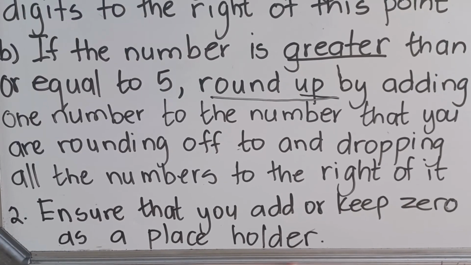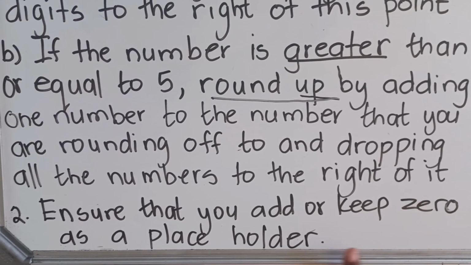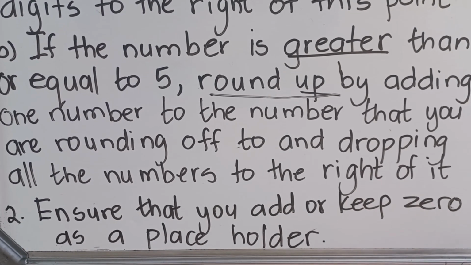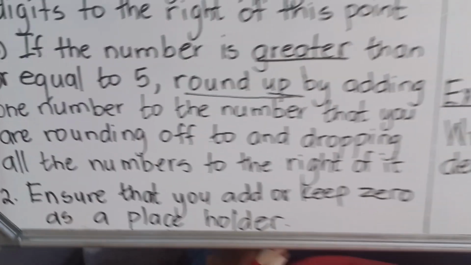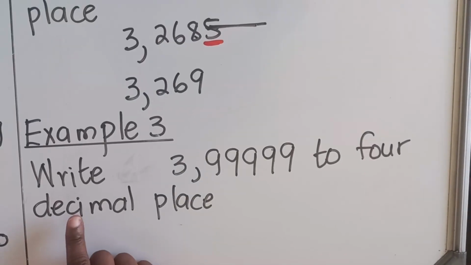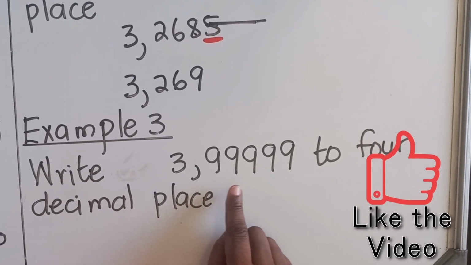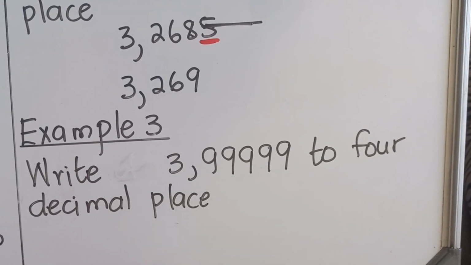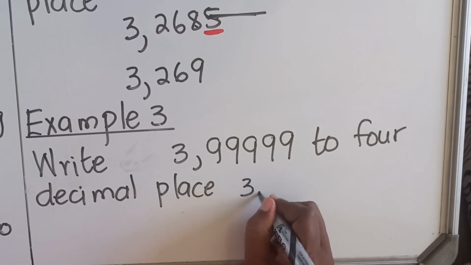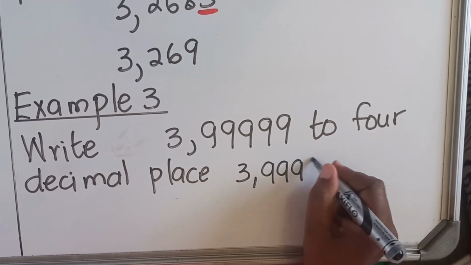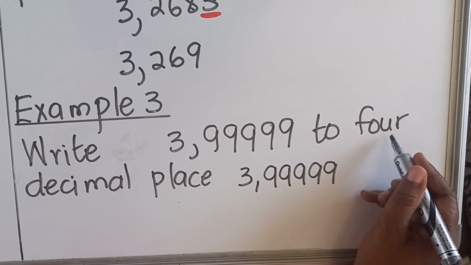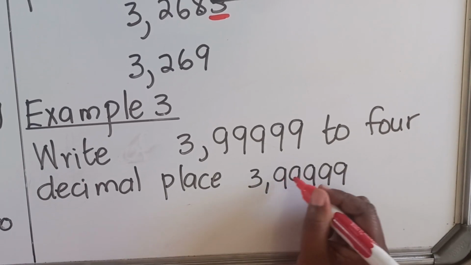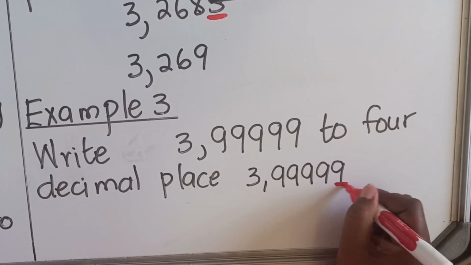So the second rule is ensure that you add or keep 0 as a placeholder. Okay, I have an example that is going to explain what I mean by this. Let's look at our example 3. They say write 3,99995 to 4 decimal places. So I'm going to go to the comma and count 4 spaces: 1, 2, 3, 4. So it means I'm going to deal with the 5th one, right?